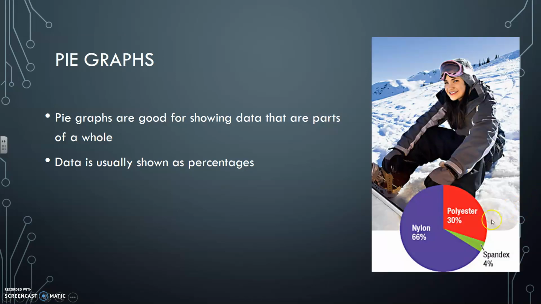So here's an example, just looking at the textile fabric composition of the jacket here. You can see pretty easily that it's mostly nylon. There's a little bit of spandex, so there's a little bit of stretch to it, and then it's also partially polyester. So it's great to see as a whole the different composition of it.